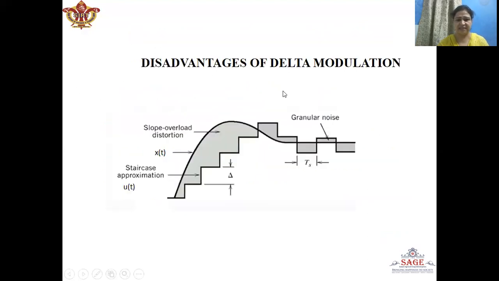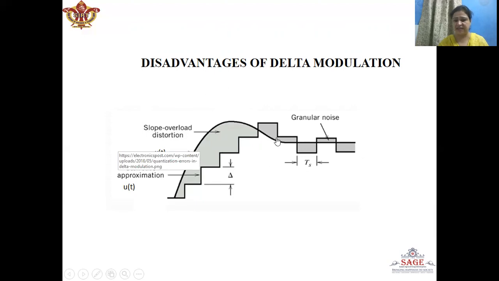Now, here we can see in this figure the effect of slope overload distortion and granular noise. Slope overload distortion occurs in this region when the slope of the message signal is steep. So the staircase signal, in spite of the fact that it is increasing by amount delta every time, is not able to pick up the message signal. This difference is known as slope overload distortion.